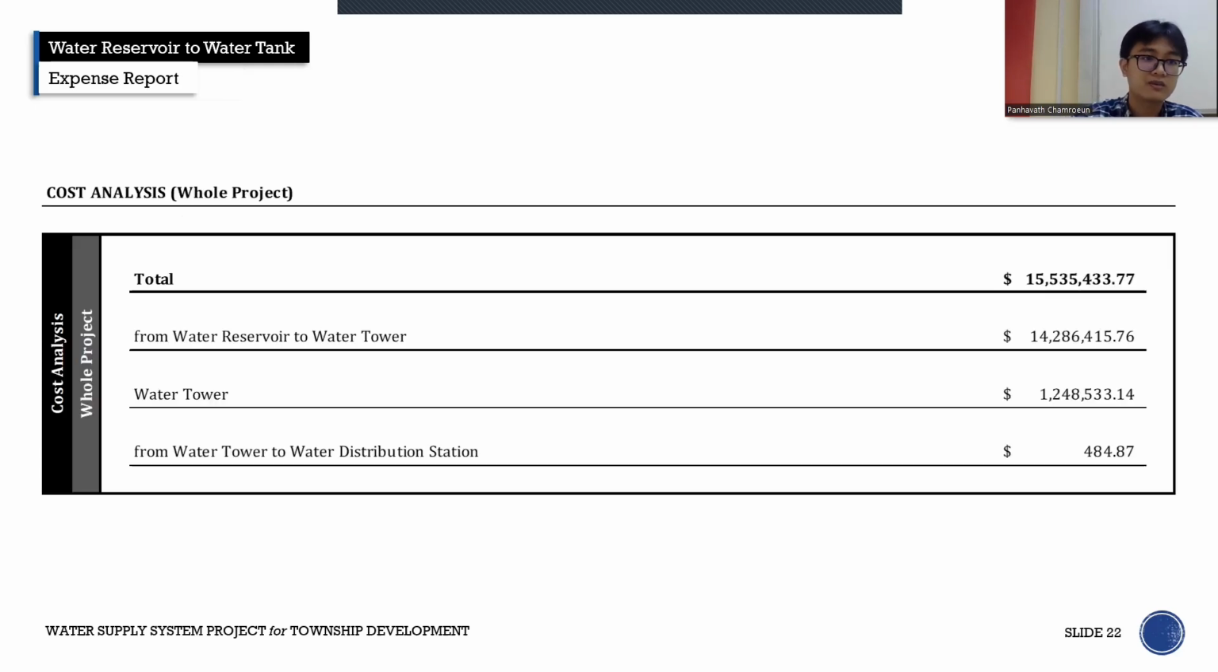And here, the final one is our total expense report. As you can see, our system might be a little bit expensive, but the majority of the cost will come from the pumps and their operational cost, because our pumps' power consumption is around 22 kilowatts per pump per hour, which is a little bit expensive, but rather safe. So next, let's move on to our farm water distribution system.